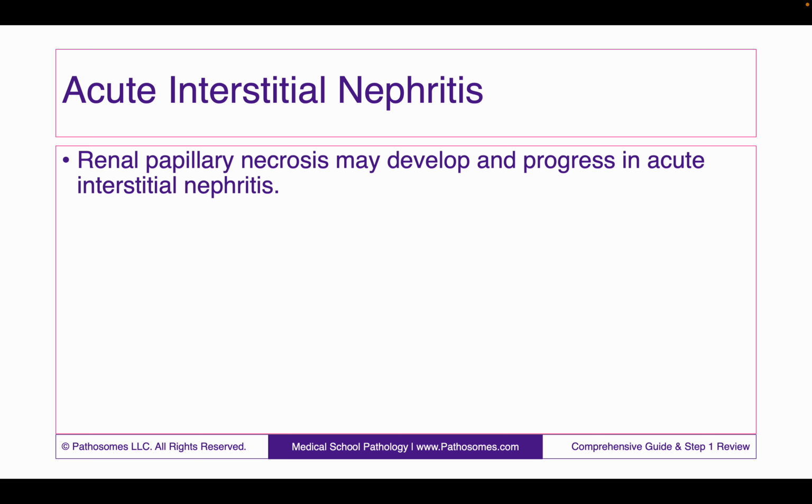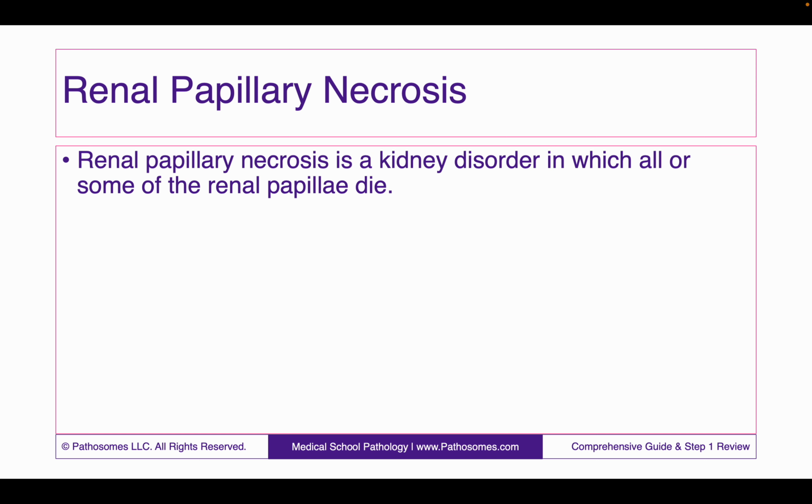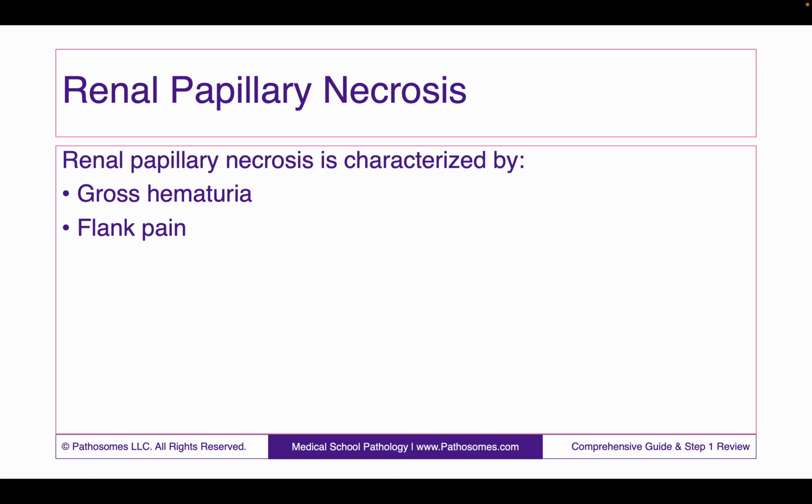Renal papillary necrosis, however, may develop and progress in acute interstitial nephritis. Speaking of renal papillary necrosis, that is a kidney disorder in which all or some of the renal papillae die. Renal papillary necrosis is characterized by gross hematuria, right? Can you imagine urinating and seeing blood? That's what it is, as well as flank pain.